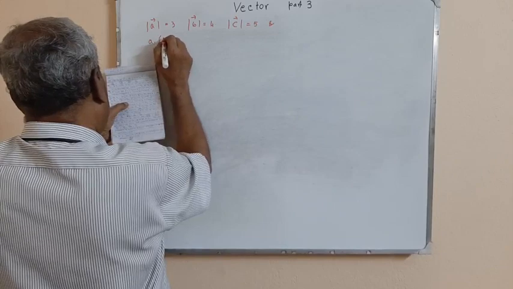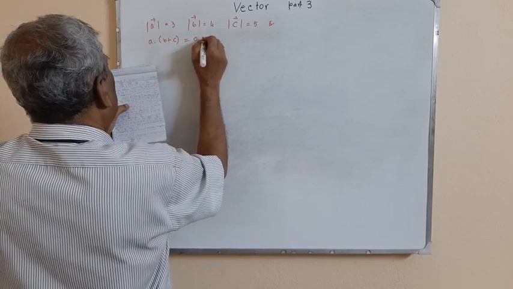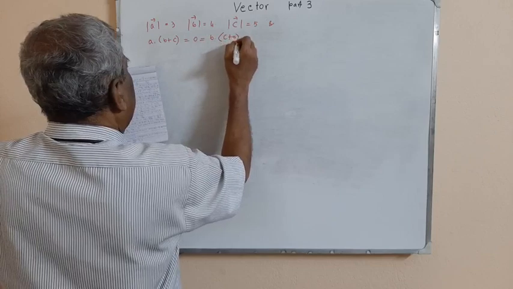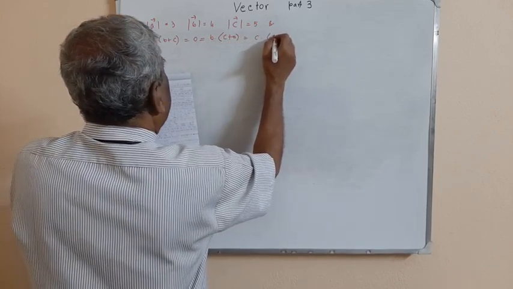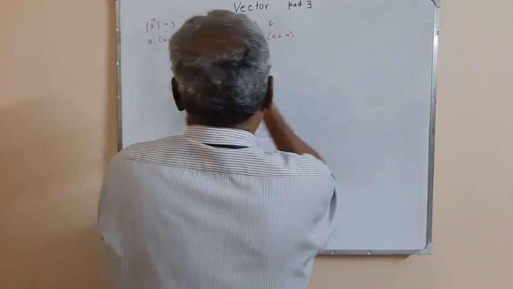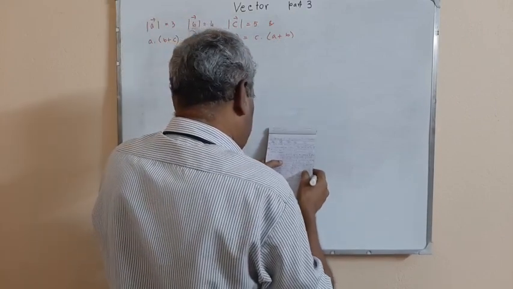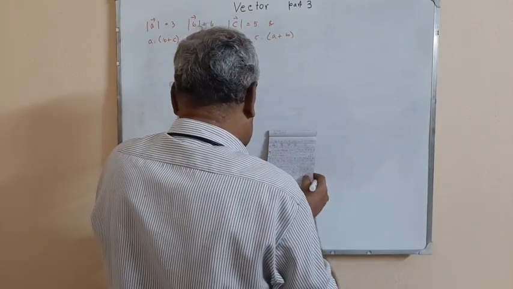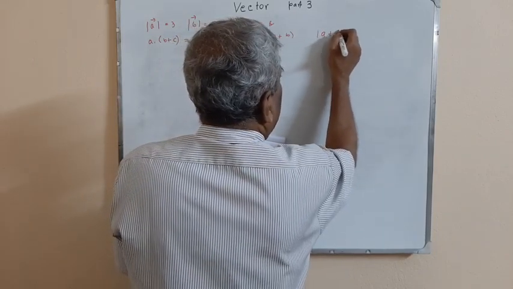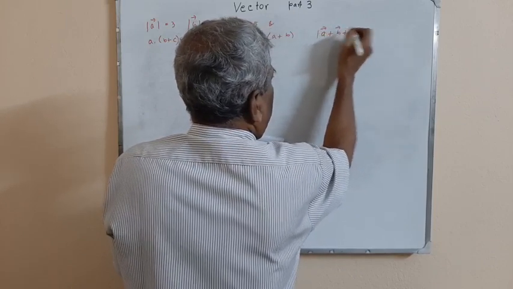A dot (B plus C) is equal to 0, B dot (C plus A) is equal to 0, and C dot (A plus B) is equal to 0. All are vectors. Then the value of the magnitude of A plus B plus C is how much? This is the question.